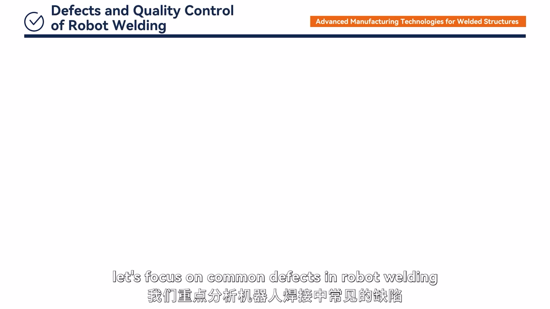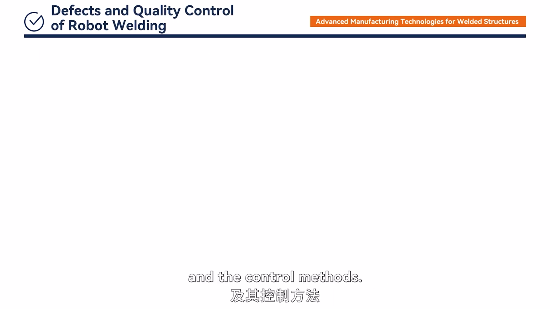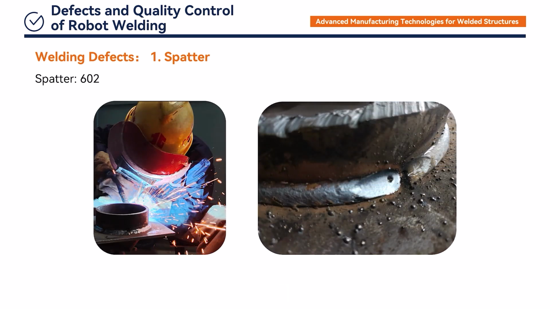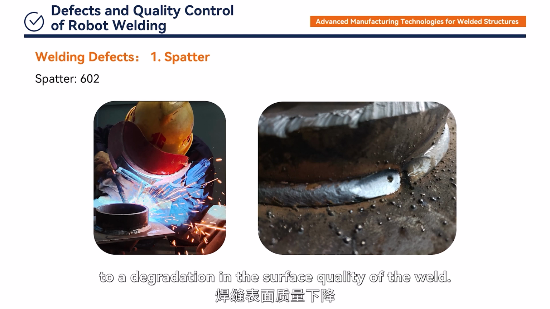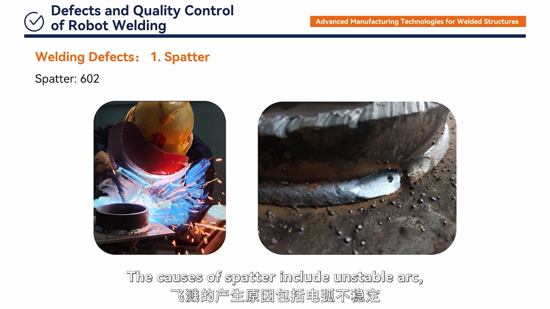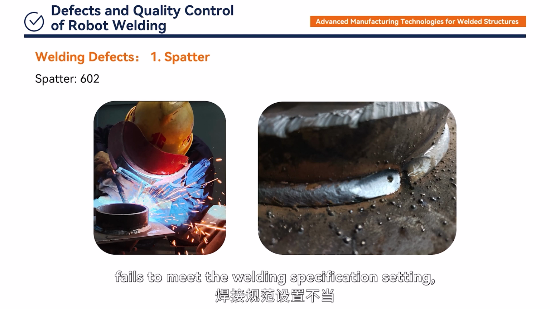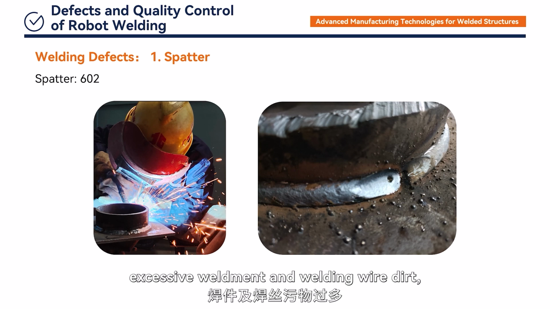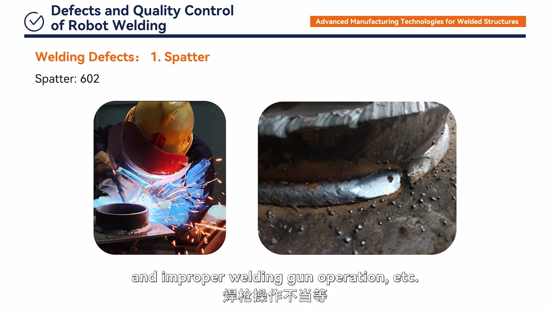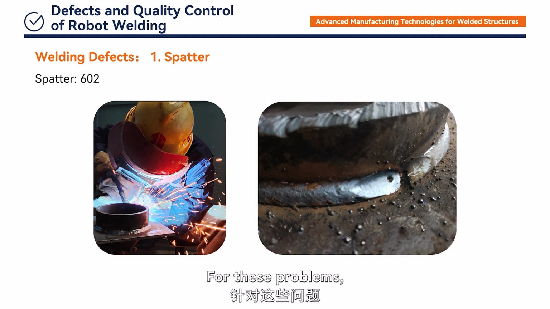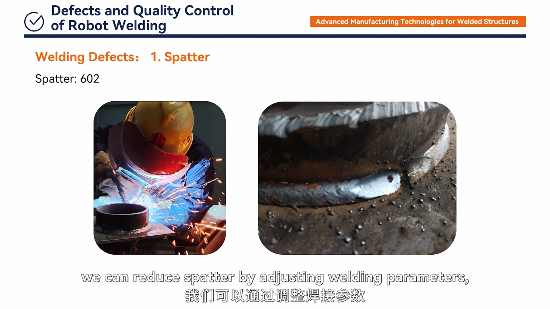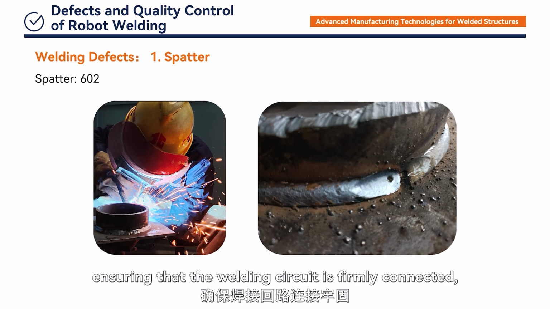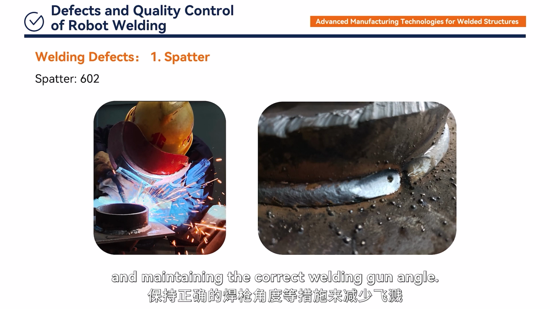Next, let's focus on common defects in robot welding and the control methods. The first one is the spatters. Not only does spatter affect the appearance of the weld, but it can also lead to a degradation in the surface quality of the weld. The causes of spatter include unstable arc, failure to meet the welding specification setting, poor welding wire quality, poor welding circuit contact, excessive weldment and welding wire dirt, and improper welding gun operation, etc. For these problems, we can reduce spatter by adjusting welding parameters, using qualified welding wire, ensuring that the welding circuit is firmly connected, and maintaining the correct welding gun angle.